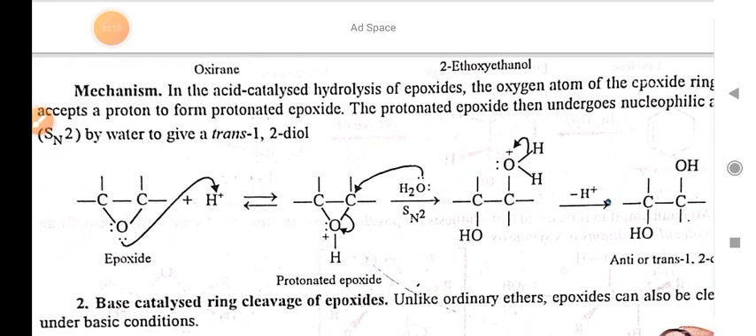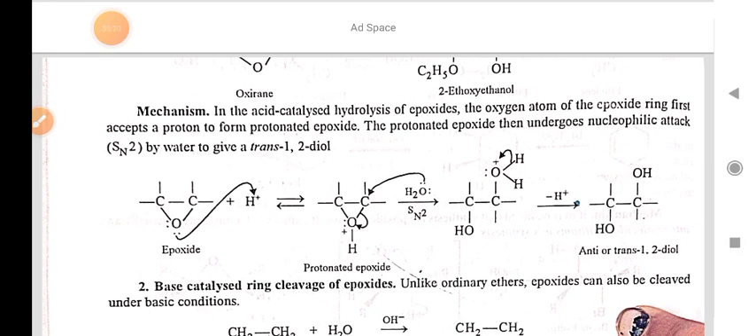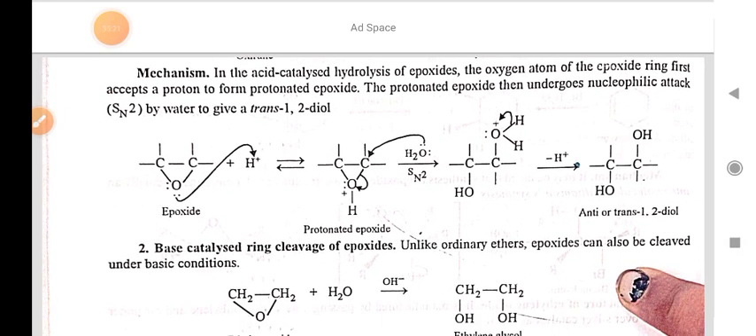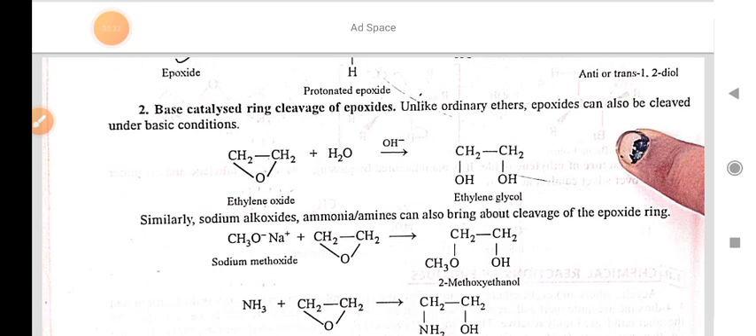Mechanism: in the acid catalyzed hydrolysis of epoxides, the oxygen atom of the epoxide ring first accepts a proton to form a protonated epoxide. The protonated epoxide then undergoes nucleophilic attack by water to give a trans-1,2-diol. Base catalyzed ring cleavage of epoxides. Unlike ordinary ethers, epoxides can also be cleaved under basic conditions.